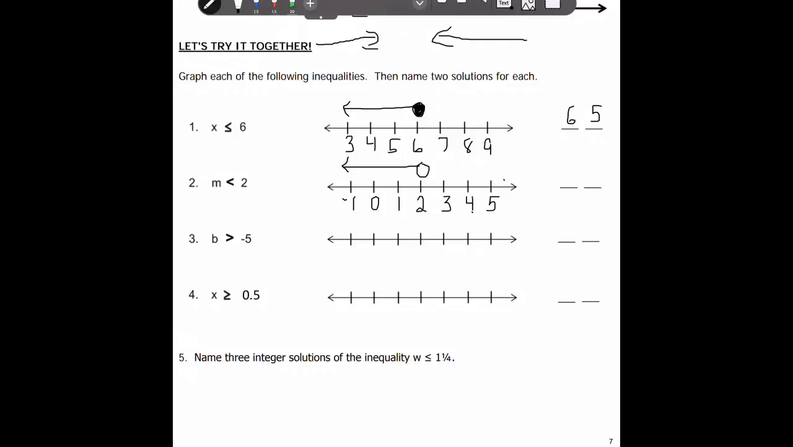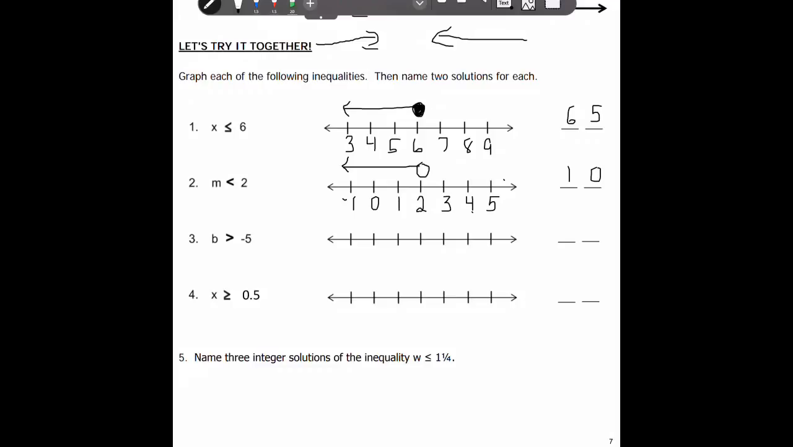Now let's name two solutions. I cannot put 2 as one of my solutions because it's an open circle at 2. 2 is not a solution to this inequality. So the first solution I'm going to put on my line is 1, and after that, 0. Those are both solutions to this inequality.